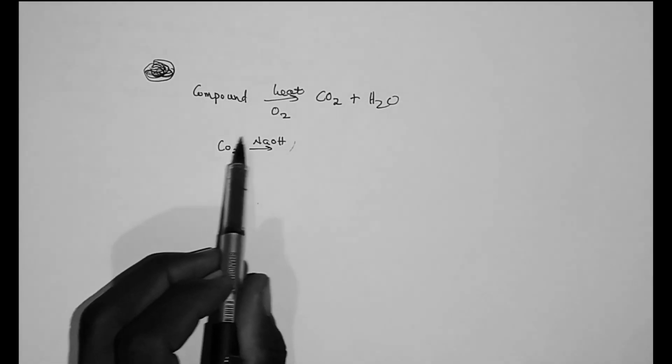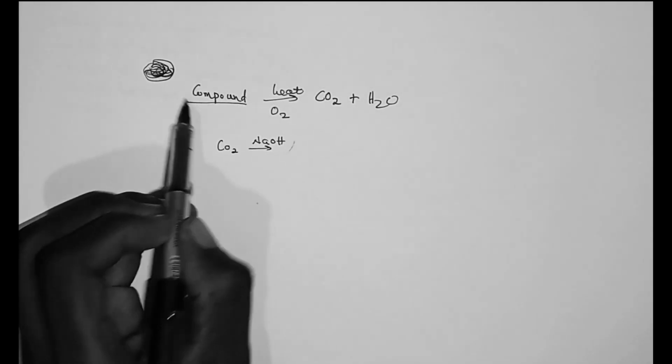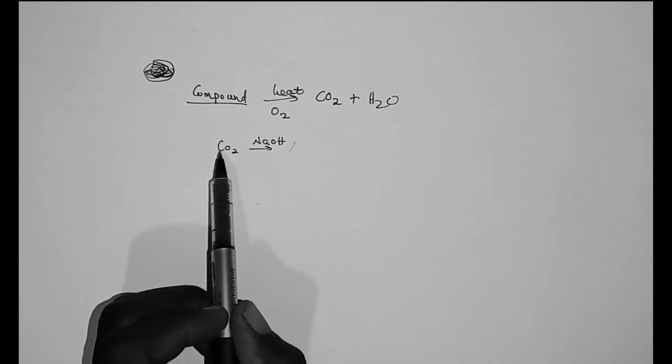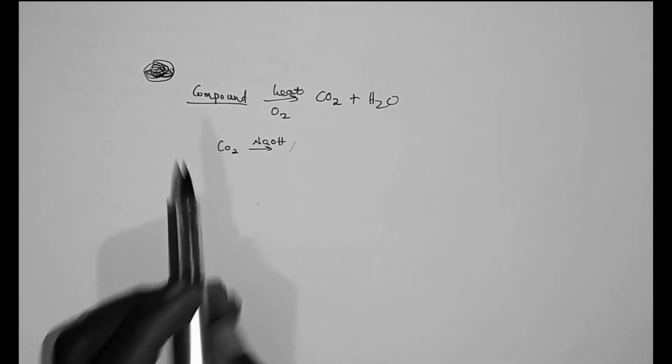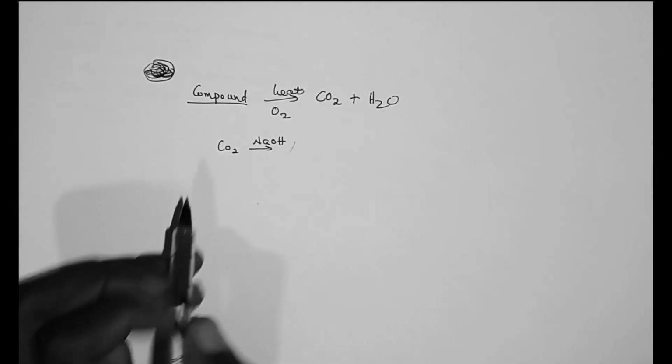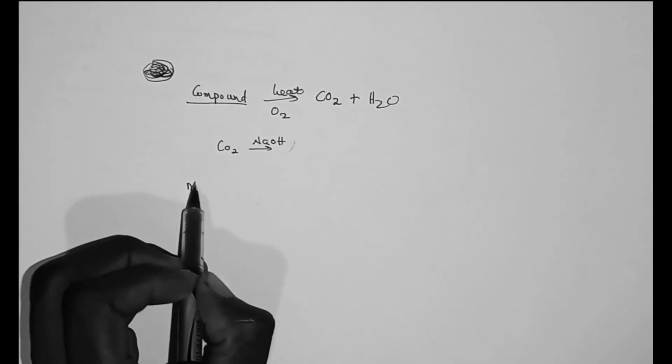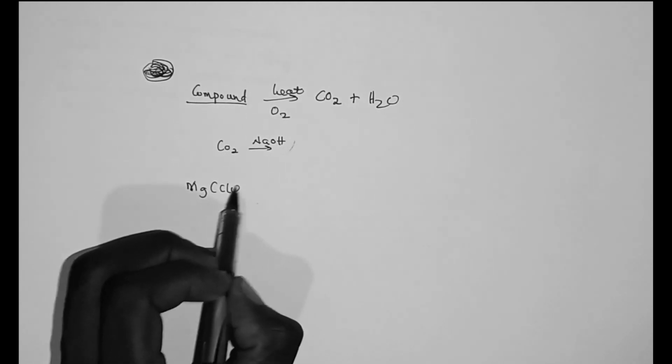And having known the mass of the carbon dioxide and then the mass of the compound, you can determine the percentage composition of carbon in the compound. It is the same for water. For the water, you pass the water through magnesium perchlorate.